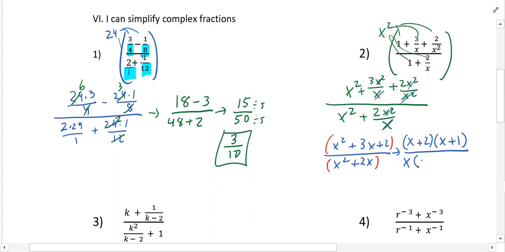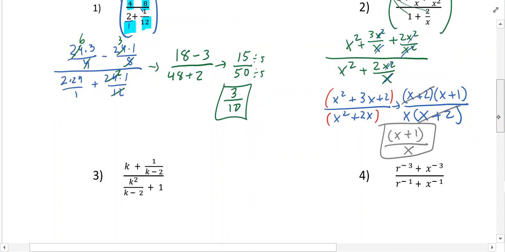And when you do that, you're left with x plus 2. So now that it's fully factored, now you can simplify. So this x plus 2 on the top is going to cancel out with the x plus 2 on the bottom. Remember, this x plus 1 is in parentheses, so it stays. So it's x plus 1 over x. Again, you cannot cross out these x's because this one is in parentheses.